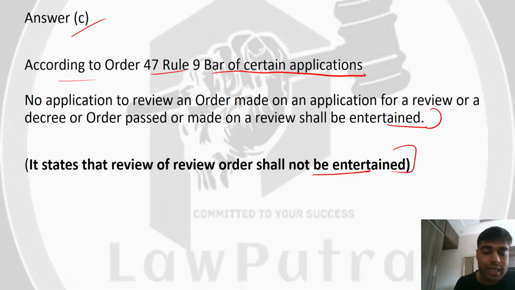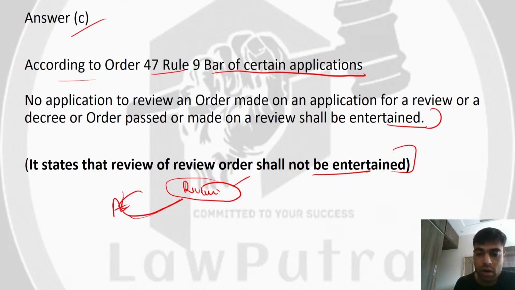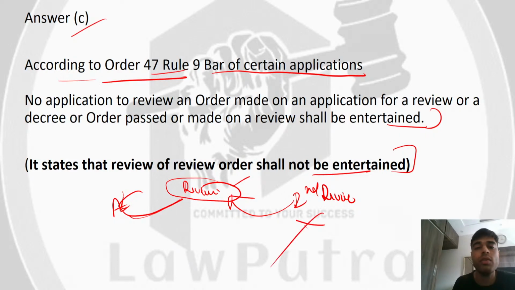So see, it basically says that review of a review order shall not be entertained. Let's say there was a judgment against a person A, so he filed for a review. Now in this review also it was upheld that the order against A was valid. Then he cannot file another review. He cannot file a second review and say, please review this earlier review. This is what this particular order bars. So this application is not maintainable. Review of a review order cannot be done.